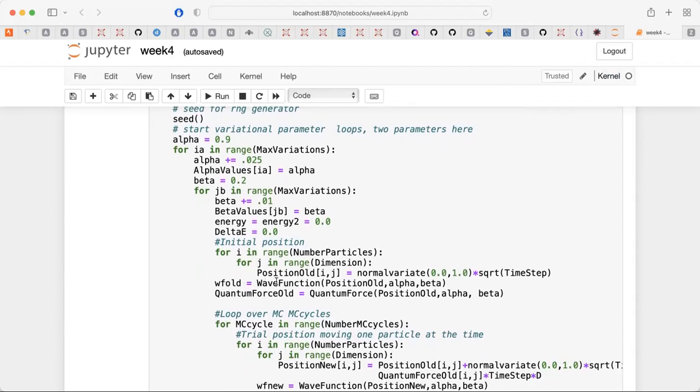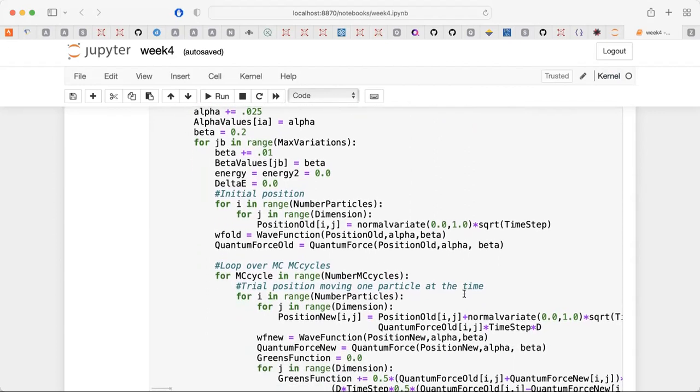I set up my old wave function and my new wave function. So this is just me initializing the wave functions and the quantum force in terms of the parameters alpha and beta and the old position. So my old position now is given by a normal distribution. And this is my normal distribution now, scaled with this time step, which is a parameter. And it's a normal distribution with 1 as a variance and 0 as the mean value. This is a pretty standard choice.